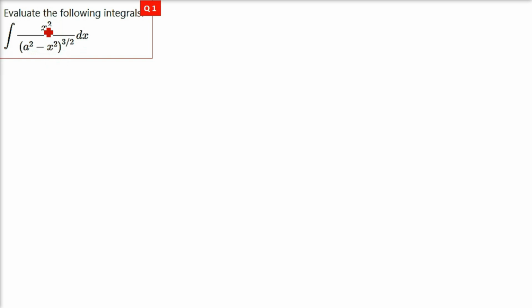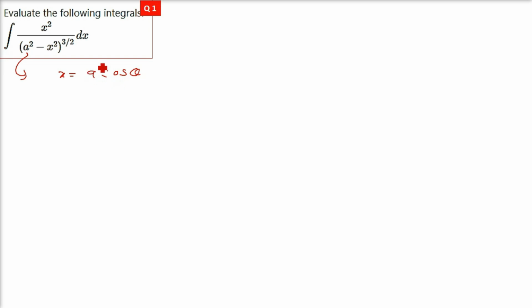So this x square is in the numerator. In the denominator we have a square minus x square. So we will use the trigonometric identities and equations to resolve this. For that we will put x equals a cos theta. The question will arise why we are not putting x equals a sin theta. That you will see in the coming questions.